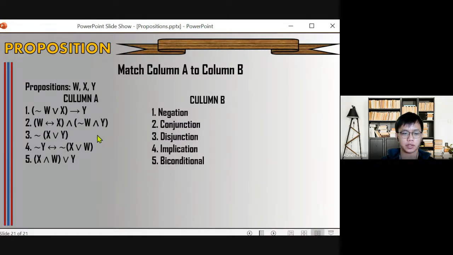Okay, so we have here the following propositions in symbol form. Your role is you are going to name the following propositions based on the main connective that is used. Okay, so I'll give you 1 minute to analyze the following and then recitation time. So just match column A to column B.